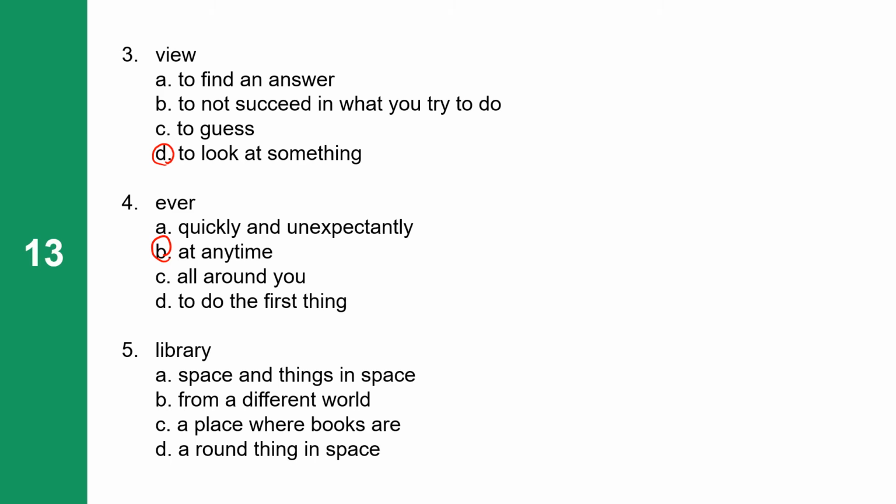5. Library. A. Space and things in space. B. From a different world. C. A place where books are. D. A round thing in space. Yes, the answer is C. A place where books are.